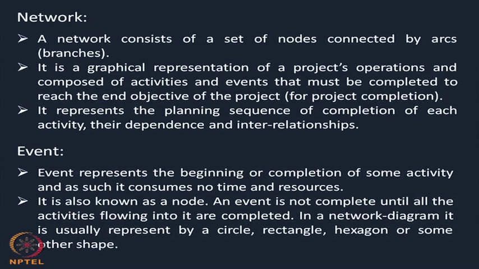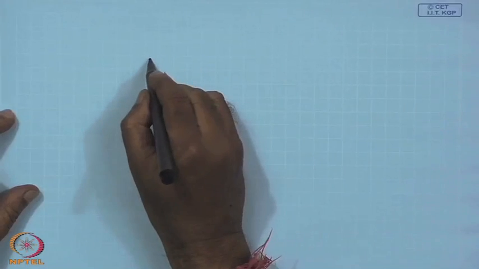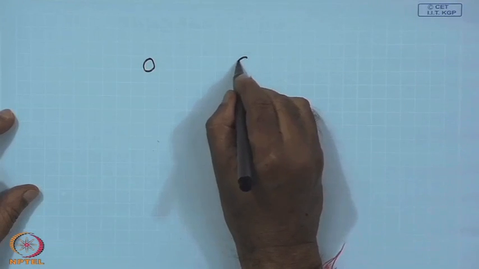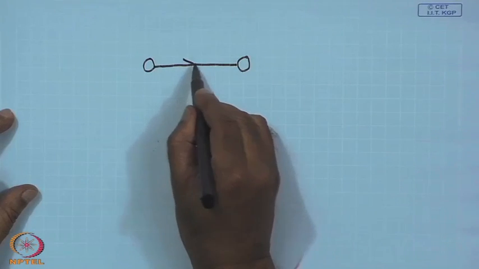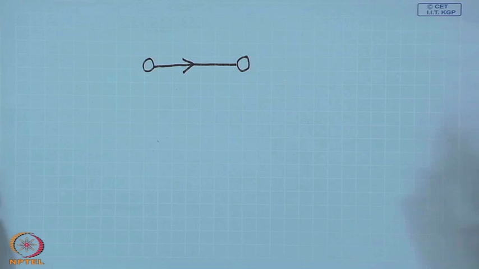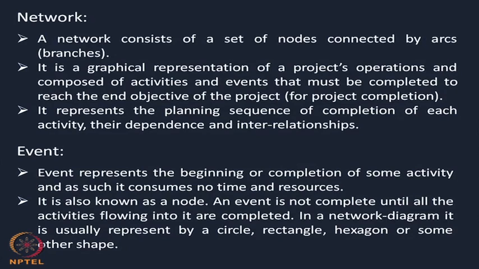So, what is a network? A network consists of a set of nodes connected by arcs or branches. If I draw something like this, I may say this is a node, this is another node, and they may be connected by some arc. So, the network consists of a set of nodes connected by some arcs or branches. The next one is, it is a graphical representation of the project's operation.